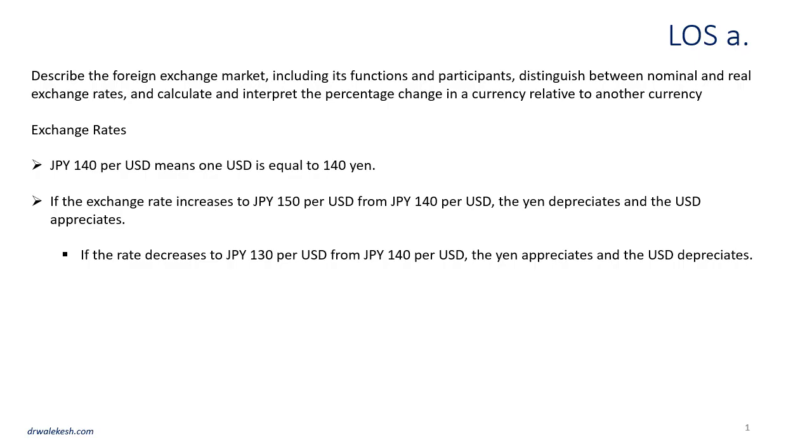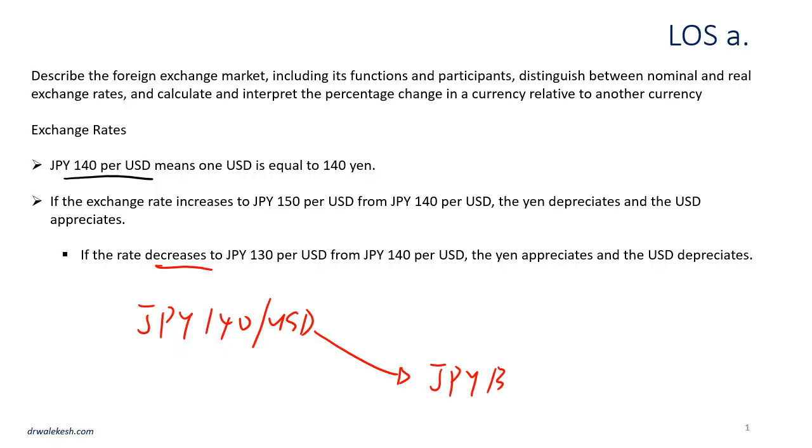Still moving on, if this exchange rate of 140 Japanese yen per US dollar decreases to 130 Japanese yen per US dollar, then that implies that Japanese yen has appreciated.